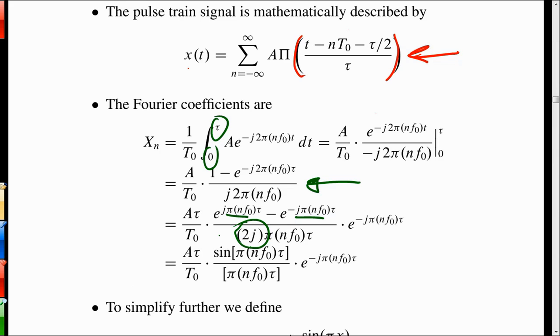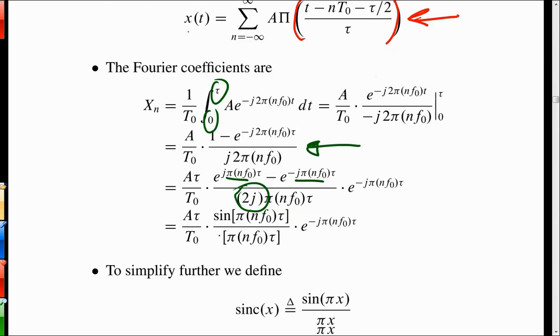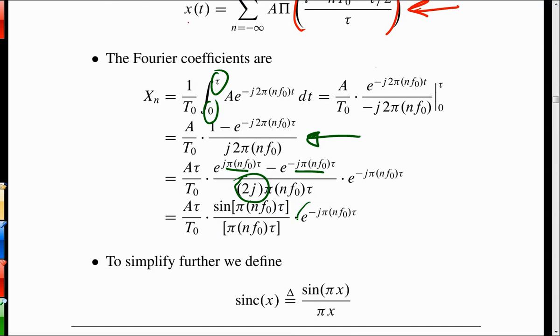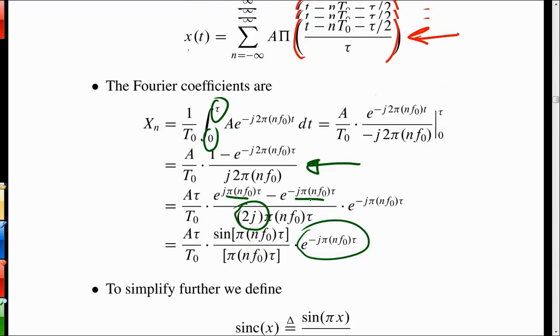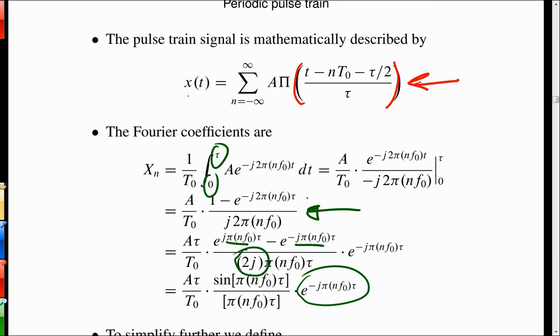Yeah, exactly. So you can synthesize it into your math so that it'll turn into a sine, and then you might have an extra j hanging out in front somewhere. So I build that in, and that's where I get the sine. And then the leftover stuff is the pi n f naught tau. And then I've just got this linear phase factor, as it's called, hanging outside. And that is just present in there because we shifted the pulse by tau over 2, actually.